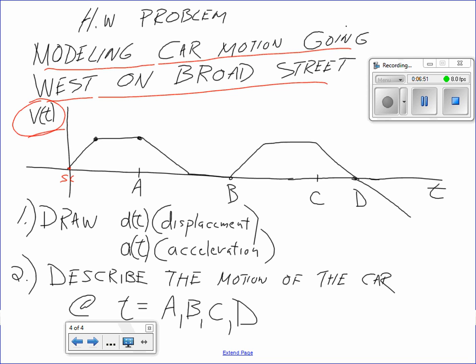This is velocity. So what I want you to do is draw s of t, or d of t. I want you to try to figure out what displacement is. Now again, remember, v of t is ds/dt. This curve is giving me the slope of the tangent line of s. So here you've got to figure out how to go backwards to s of t. And a of t, I want you to draw the acceleration also. And then tell me a little bit of a story, what's going on at points in time. This is time, I guess we could call this in seconds. Tell me a story of what's happening at a, b, c, and d.